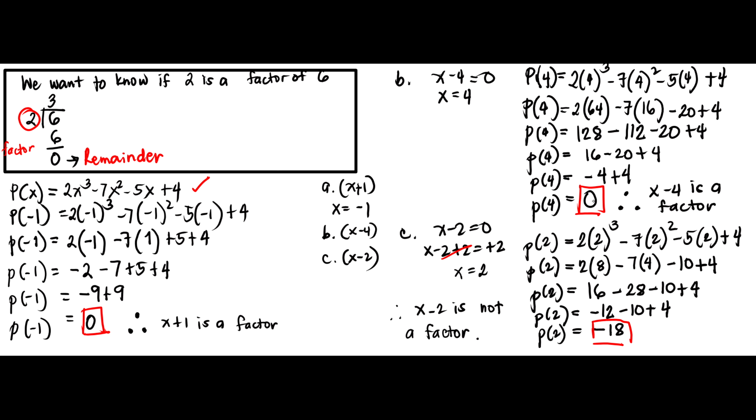Kumbaga, bakit siya nagsisiro? Kasi sakto siya. Kapag may tira, ibig sabihin, hindi siya sakto. So, that's all for the factor theorem. Ang gagamitin mo lang is remainder theorem. Tapos, kapag nag-zero siya, masasabi mo ng factor siya nung polynomial na yun.